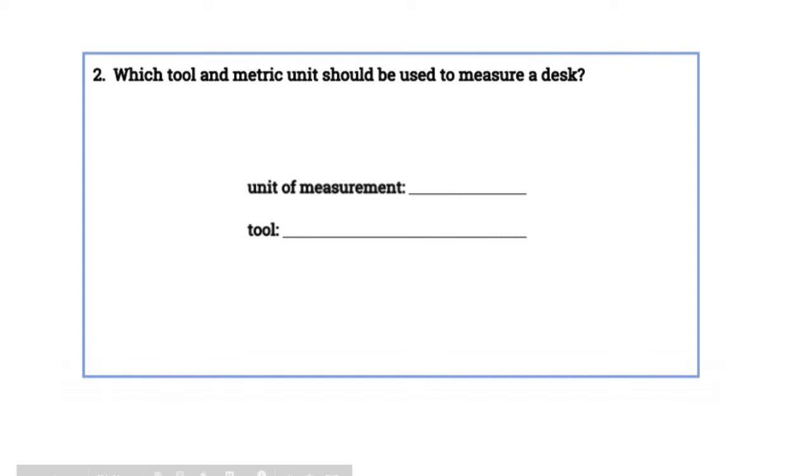Now, for number 2, it says, which tool and metric unit should be used to measure a desk? Then it has a spot for me to write in the unit of measurement I choose, so either centimeters or meters, and it has a spot for my tool, so either a ruler, a meter stick, or a tape measure.